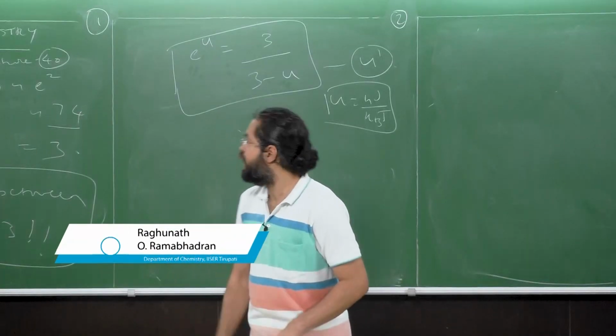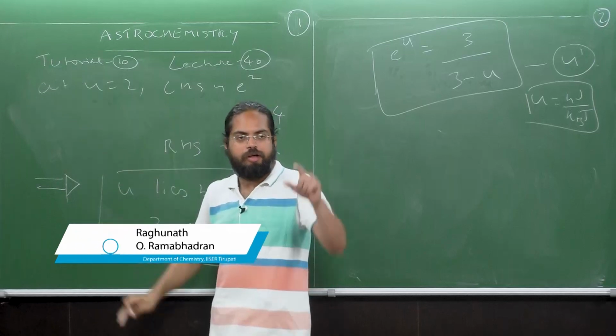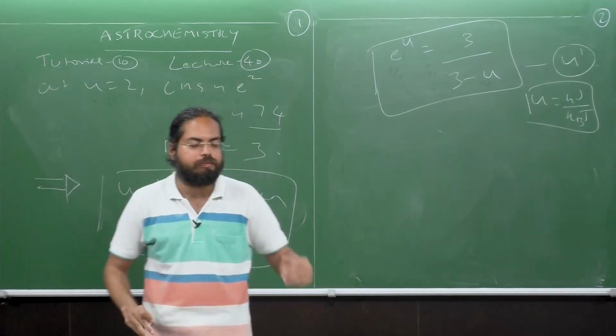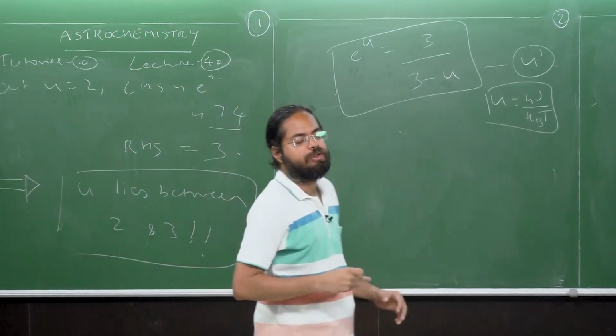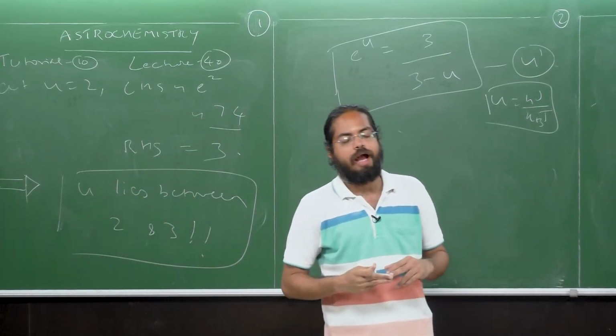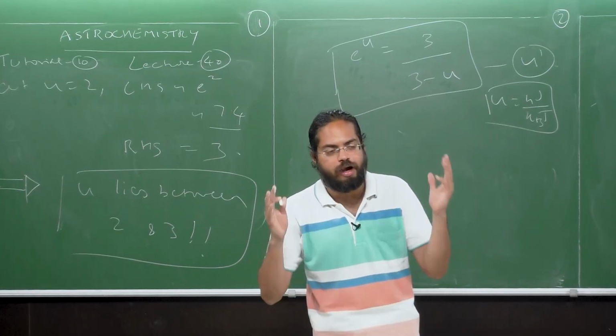Hello all, welcome to Astrochemistry. This is lecture 40. It's also doubling up as tutorial 10. In the last tutorial, we had started with a rather lengthy problem. We started off with Planck's expression for rho, the spectral density. And given that, the question I asked you was, how do you determine the temperature of any star?